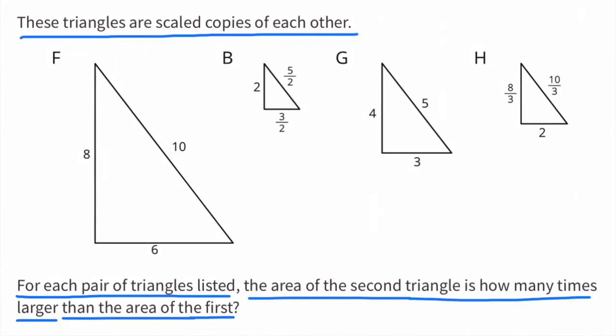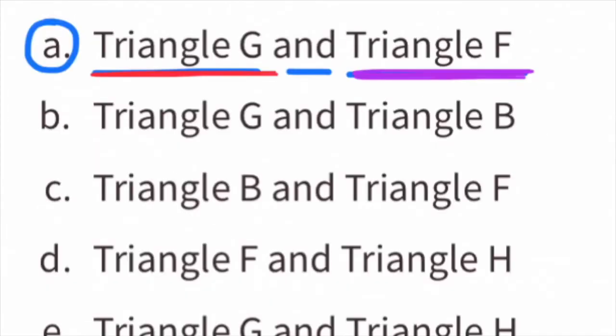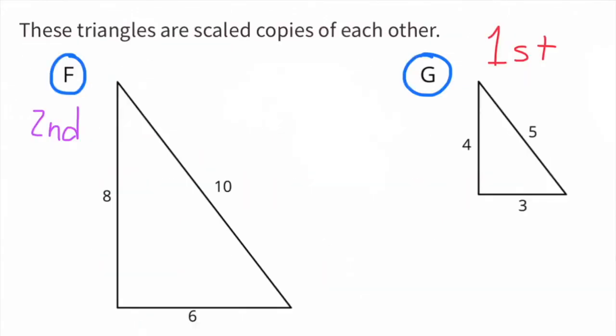Number 3. These triangles are scaled copies of each other. For each pair of triangles listed, the area of the second triangle is how many times larger than the area of the first? A. Triangle G and triangle F. Triangle G was the first triangle mentioned, and triangle F was the second triangle mentioned. So they're asking, how many times larger is triangle F than triangle G?